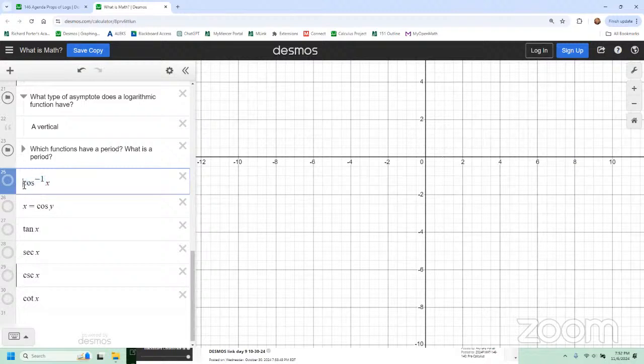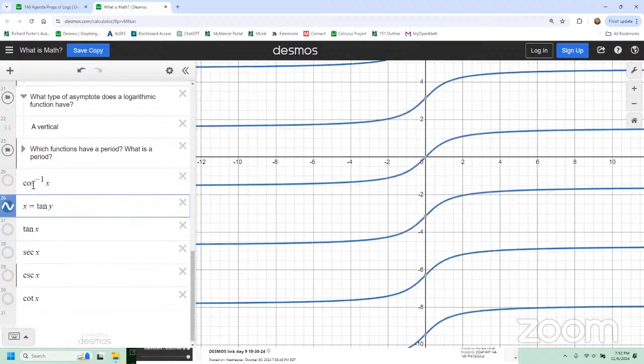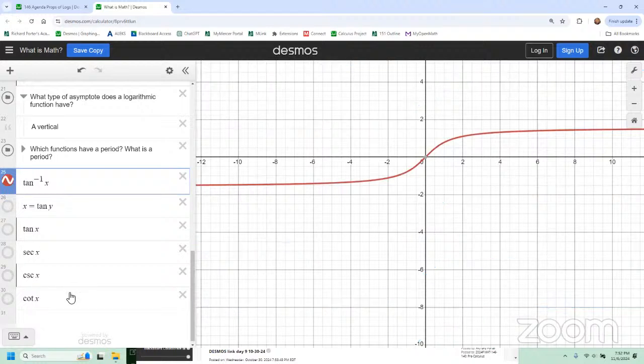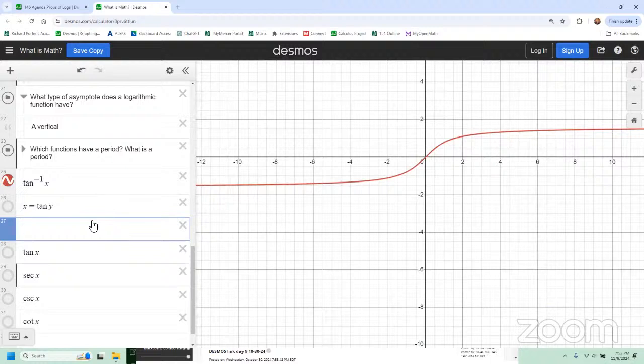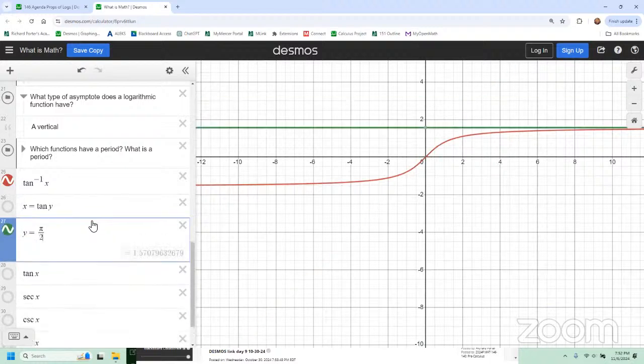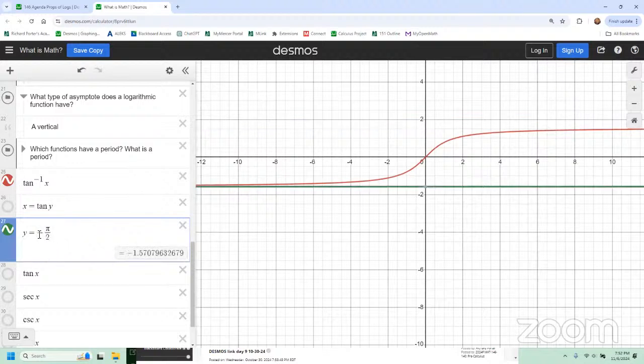Inverse tangent is interesting because if you had x equals tangent of y, that would look like that. So the inverse tangent is just one of those. It's that one. The rest don't count. This function is interesting because it has two horizontal asymptotes: y equals pi over 2, and another one, y equals minus pi over 2. We haven't seen that before, where they had two different horizontal asymptotes.